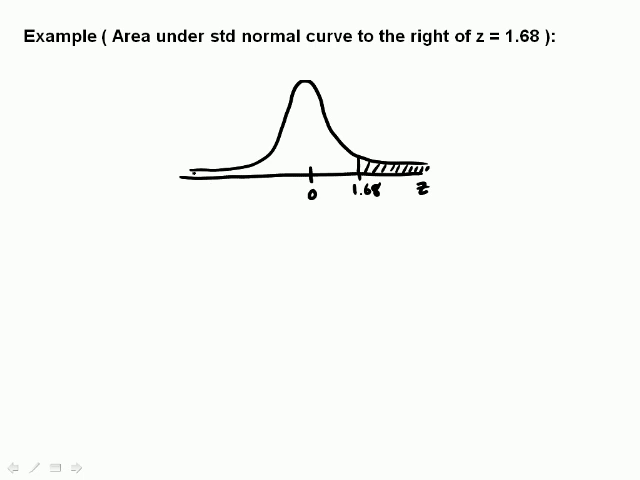Now we have a little bit of a problem in that our standard normal table only gives us the areas from the left-hand side of the curve up to a given z-value. So I can't directly look up this area to the right of 1.68 in the table. I have to be a little bit tricky about it. But what I can do is subtract a couple of areas and come up with that. What I do know is the entire area under the curve is equal to 1.